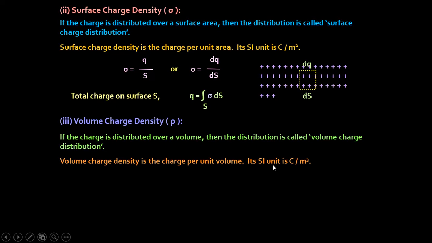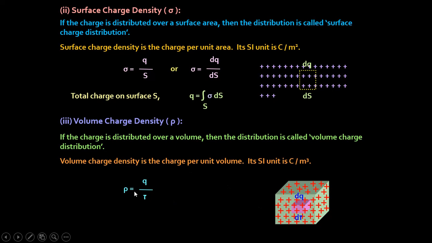In SI system the unit is coulombs per meter cube, because the total charge is in coulomb and total volume is in meter cube. So in SI system, the unit of volume charge density is coulombs per meter cube. And if the total charge is a finite value, then you can easily use this formula, total charge divided by total volume. So rho equal to Q by V, where Q is the total charge, V is the total volume. So this formula is useful only when there is a finite charge over the volume V.